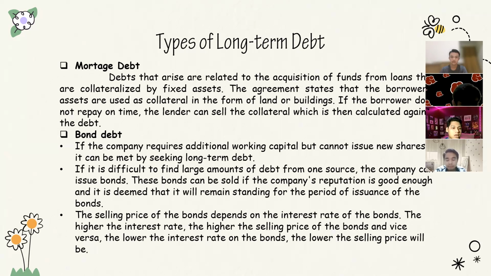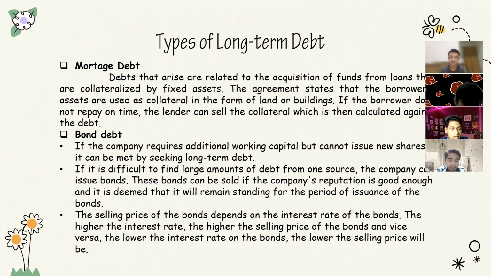And the next is bond debt. The first is if the company requires additional working capital but cannot issue new shares, it can be met by seeking long-term debt. And the next, if it is difficult to find a large amount of debt from one source, the company can issue bonds. These bonds can be sold if the company's reputation is good enough and it is deemed that it will remain standing for the period of issuance of the bonds.